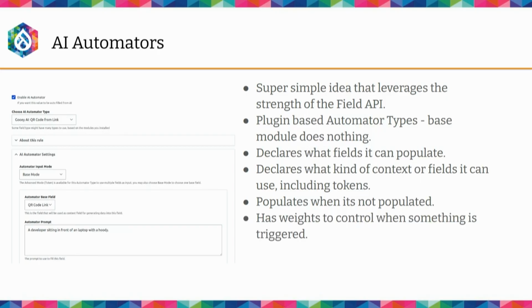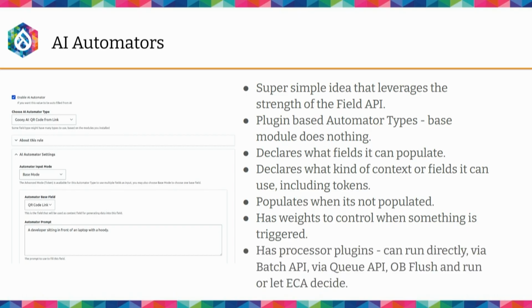So they have weights, that's how you control the order when they are being triggered, and they have different processor plugins. You can decide if they should run directly on the node save, but since a lot of LLM stuff can take a long time, you're just sitting there waiting for the LLM, and it might time out. Because of that, you can use Batch API, where it's using JavaScript to run each of these by itself. You can use Queue API, so run it via cron, or after cron, I guess. There's an OB flush method, so if you're working with APIs, the API can give back a response that the process has started, the web server answers, but the PHP process continues in the background and does all this stuff, and then you can start polling against this.